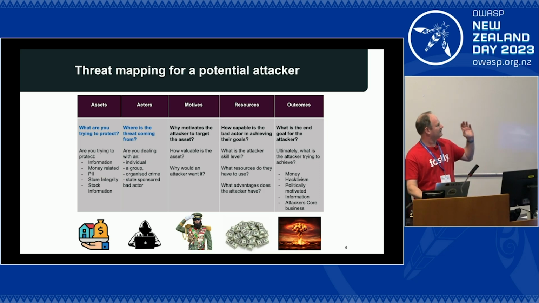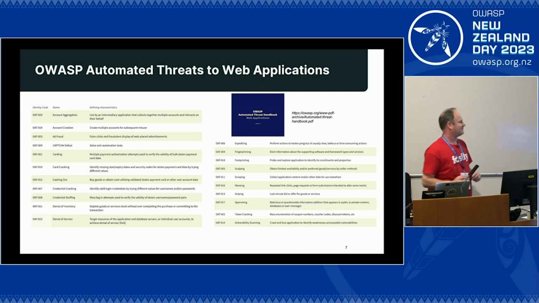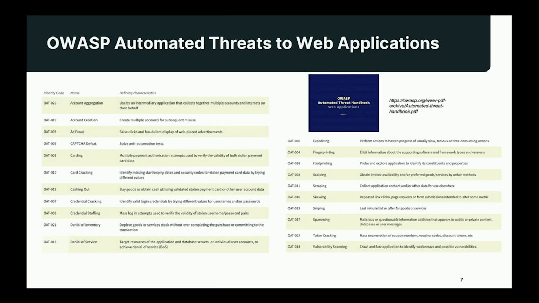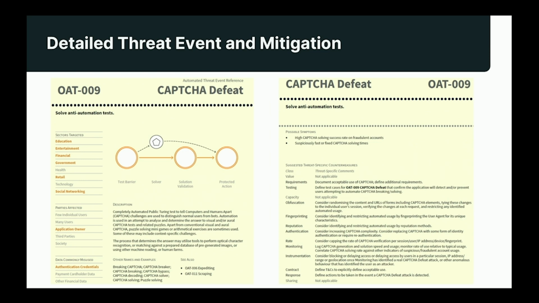And there are a whole bunch of them, but I won't go down that rabbit hole. There's a great tool by OWASP called the Automated Threat Handbook. Has anyone seen this before? Anyone? One, two, a couple. So the Automated Threat Handbook is a great resource to go on with after you've threat mapped the environment. Then you can look at the OWASP Automated Threat Handbook to understand what issues you may be facing on your website and what the mitigation controls are. There's a whole bunch of them here, and they cover all the different scenarios that a website could face.